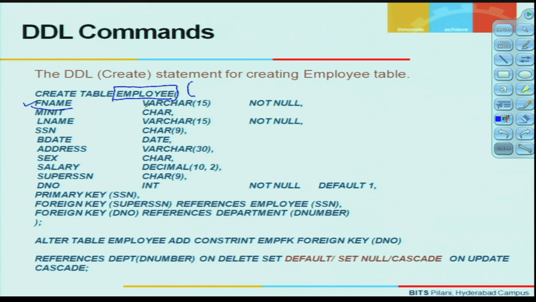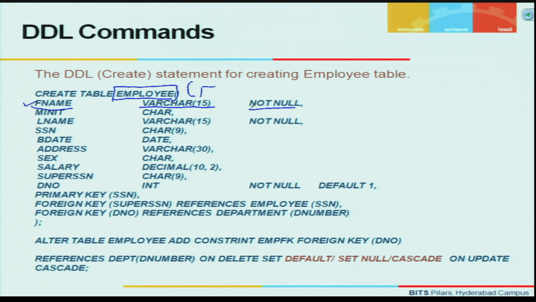Then there is a space, then varchar(15), which is a keyword, a variable character string of 15. That means it can take up to 15 characters, and after a space I can specify whether the value under that column can be null or not null. By default it can take null, and if I want to make it not null, then I need to explicitly specify NOT NULL. It is also a keyword.